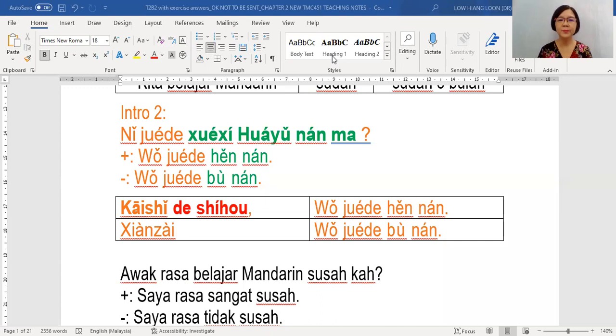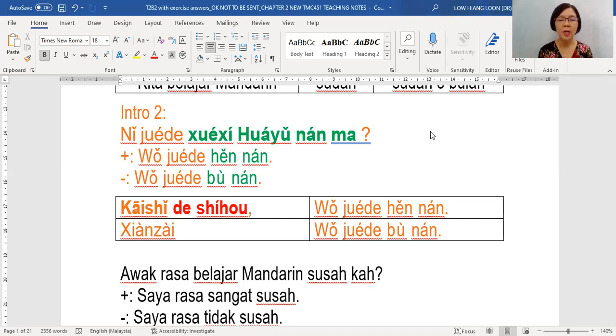你觉得学习华语难吗？学习华语难吗？Okay, positive. 我觉得很难。Negative. 我觉得不难。Okay, this is what we call a simple answer.